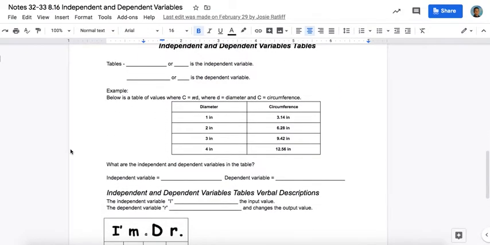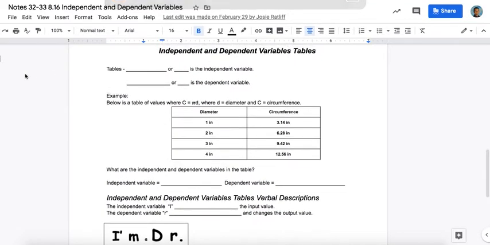So now we're going to look at a table. In a table, the input, or x value, is the independent variable. And then the output, or y value, is the dependent variable. So here's our example. Below is a table of values where c equals pi times d, where d equals the diameter and c equals the circumference.